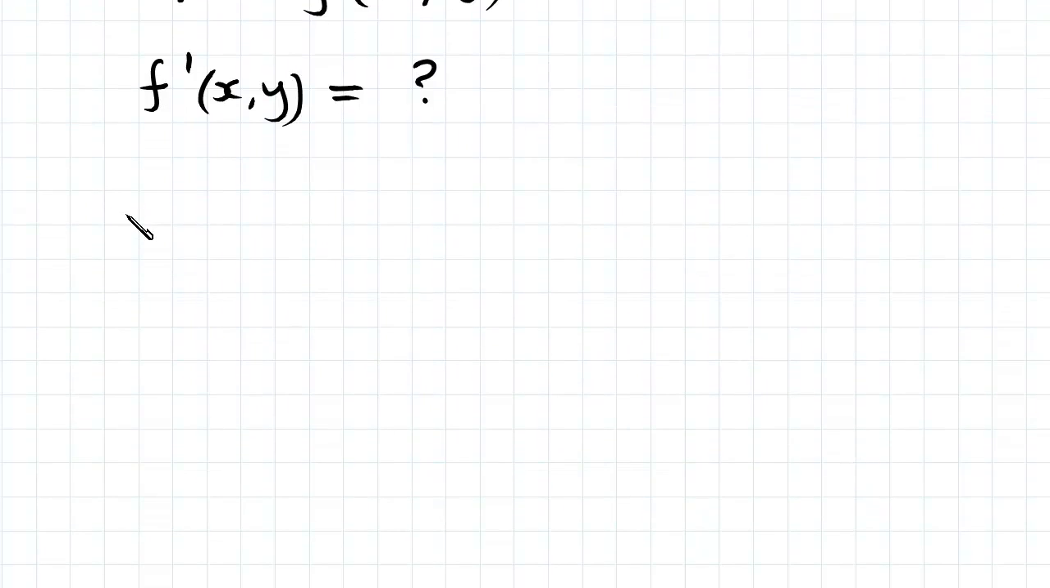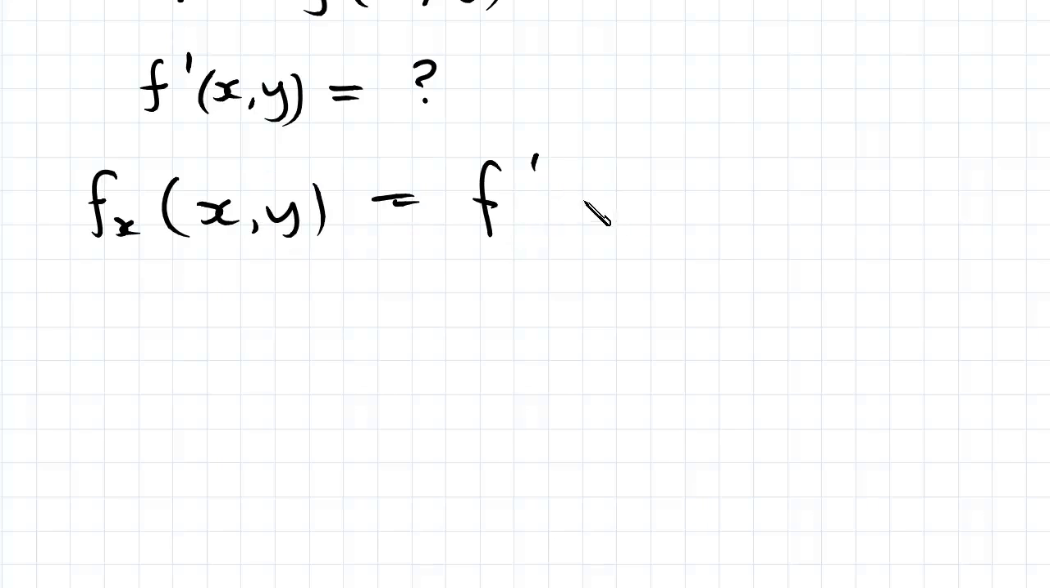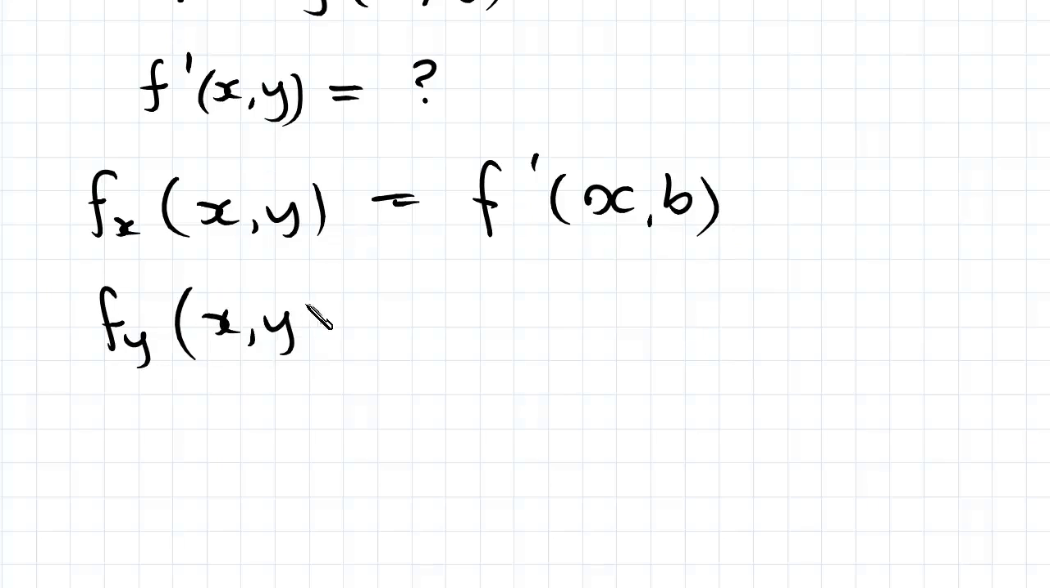So I'm going to define a partial derivative in terms of x as f dash x b, where y is treated as a constant b, and the derivative of the function in terms of y is f dash a y. So doing this, we end up with two partial derivatives that we can use to find the total derivative in the chain rule.